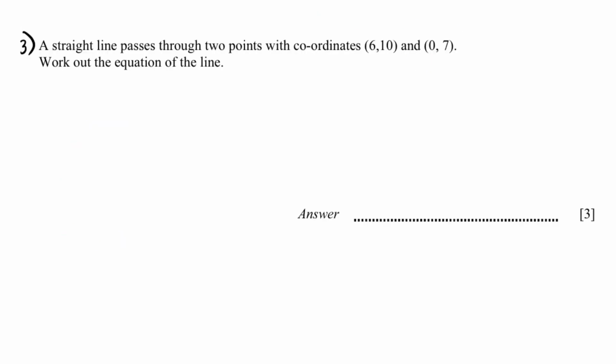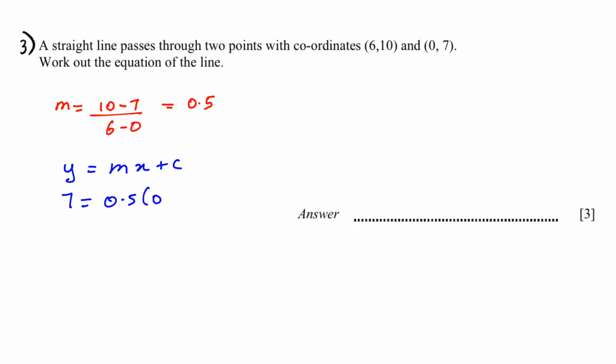And in question number 3, also we have to find the straight line with 2 points given to us, 0 and 7. Write it as a point like this, y minus y, 10 minus 7 over 6 minus 0. And you will get the gradient as 0.5. Now we are going to replace in y is equal to mx plus c. We will choose 0 and 7 as the point. So y is 7. Gradient is 0.5 and x is 0. Therefore 7 is equal to c.